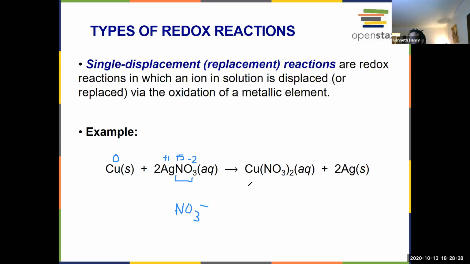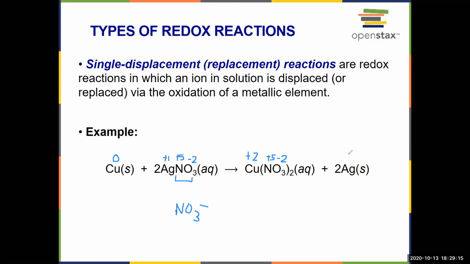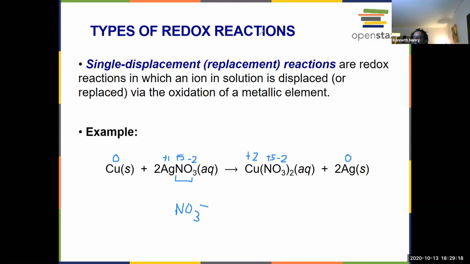Okay, so then over here, the copper is going to be... there's 2 nitrates. It has 2 nitrates to balance it out. The copper is going to be what? +2. Okay, the nitrogens are going to be the same as over here because you already calculated that. So that's +5. The oxygen is going to be the same. And the silver here, 0. Okay.